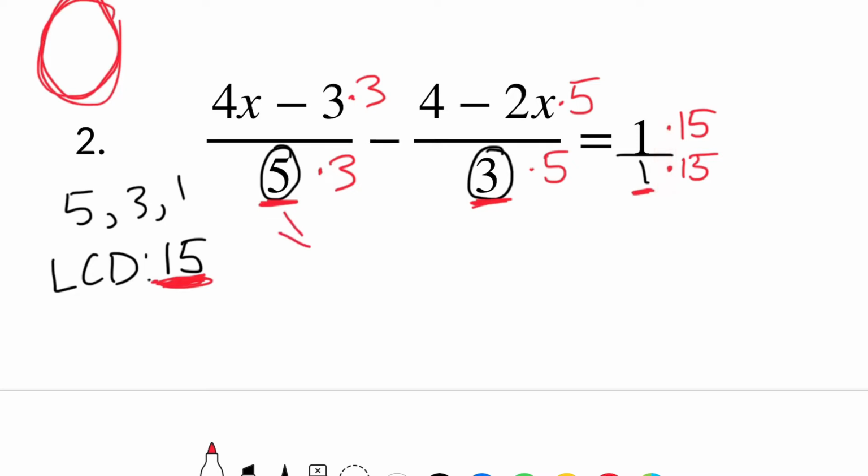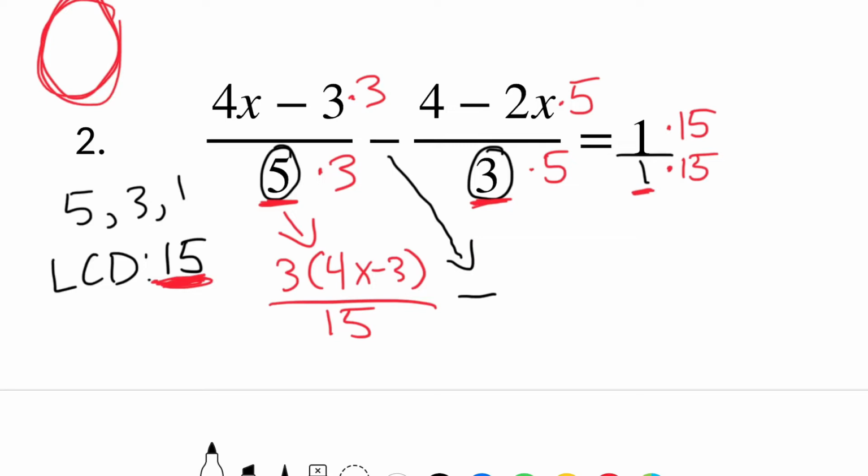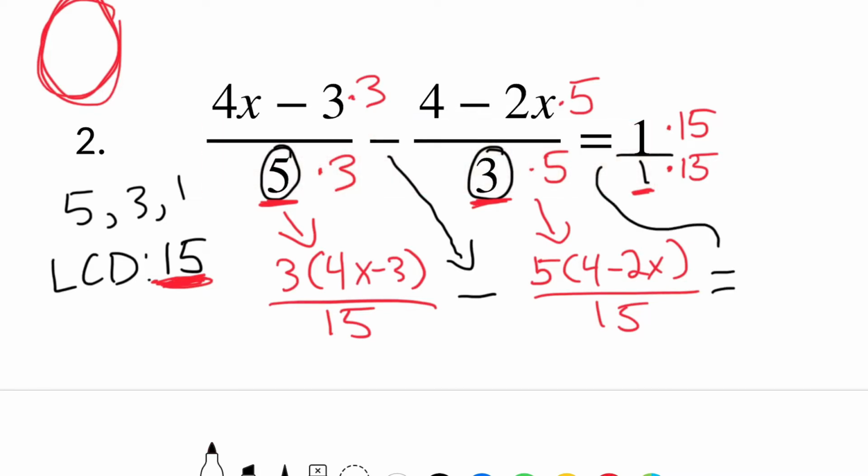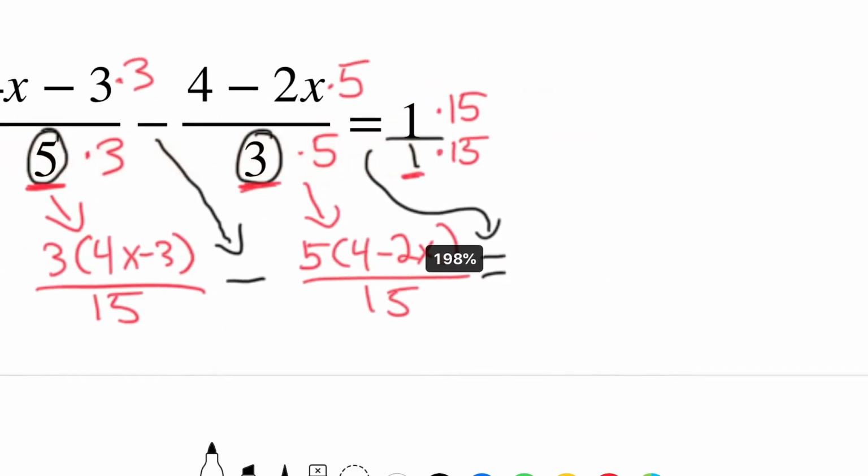So that means the first fraction becomes 3 times 4x minus 3 over 15. Then I have subtraction. Then my second fraction becomes 5 times 4 minus 2x all over 15. Then I have equals 15 over 15.